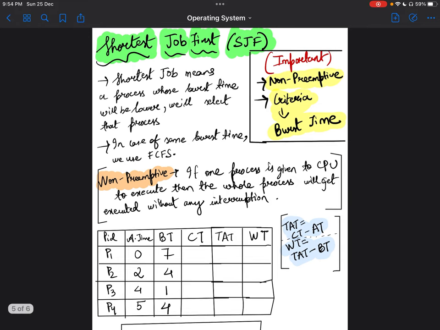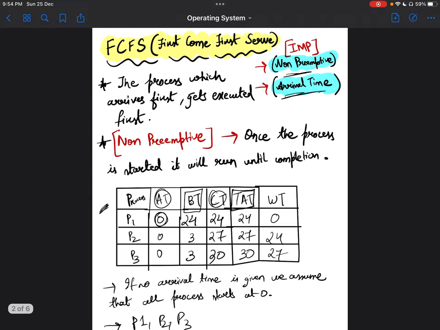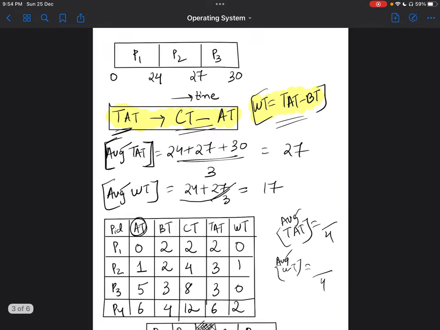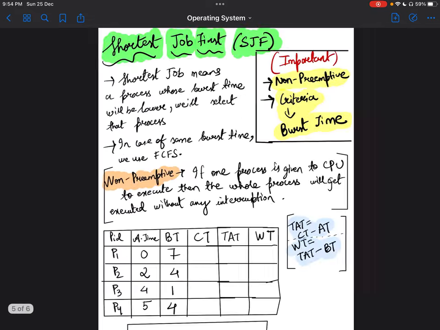The first video was on first come first serve, and you can see I still have the slide here. It's non-preemptive, and the criteria is arrival time. The process which comes first will be given the CPU first.